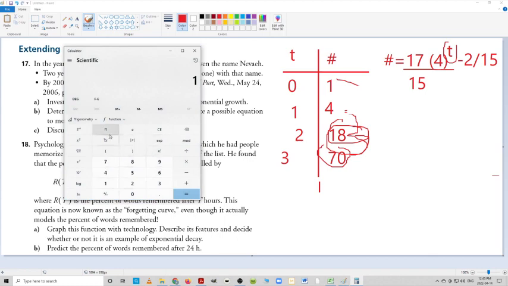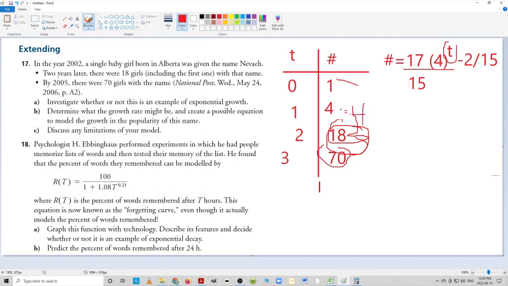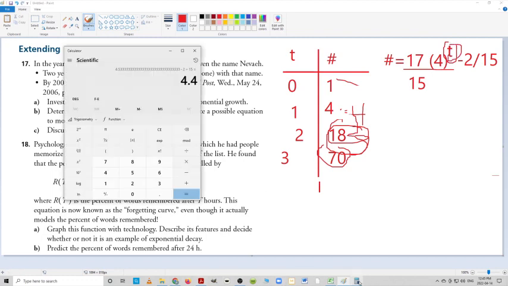Or sorry, 1 here, I get 4 times 17 over 15 minus 2 over 15. I get 4.4 girls. If I put in a 2 there, I get 16 times 17 over 15 minus 2 over 15. And I get my 18 girls. Now, the big trick is if 17 will work. So 17 is year 3. So it's 4 to the exponent of 3 times 17 over 15 minus 2 over 15.